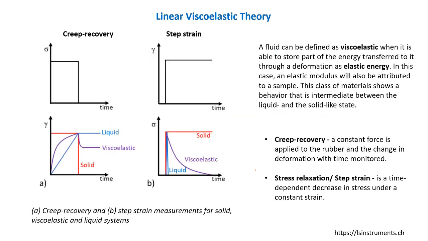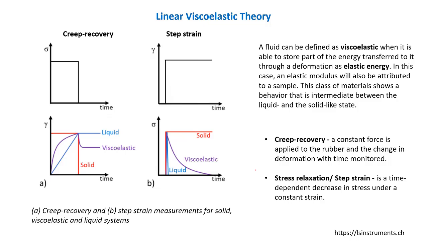Then we can check the viscoelastic property using different kinds of measurements. For example, creep recovery or step strain, or some others like amplitude sweep or frequency sweep. So basically, a fluid can be defined as viscoelastic when it stores a particular energy and transfers it in the form of a deformation. That is the elastic energy, and in this case, an elastic modulus will also be attributed to a sample. This class of materials shows a behavior that is intermediate between liquid and solid.